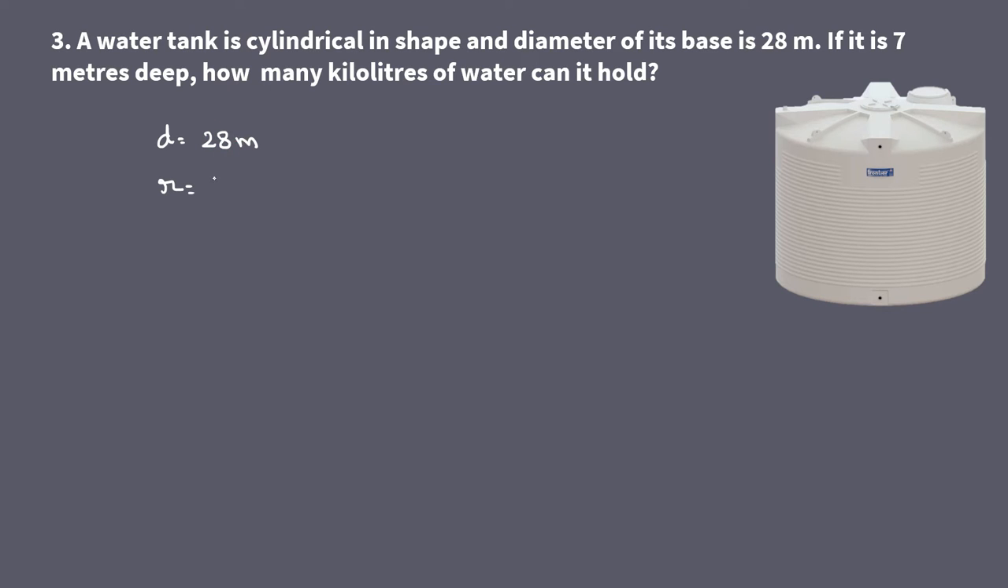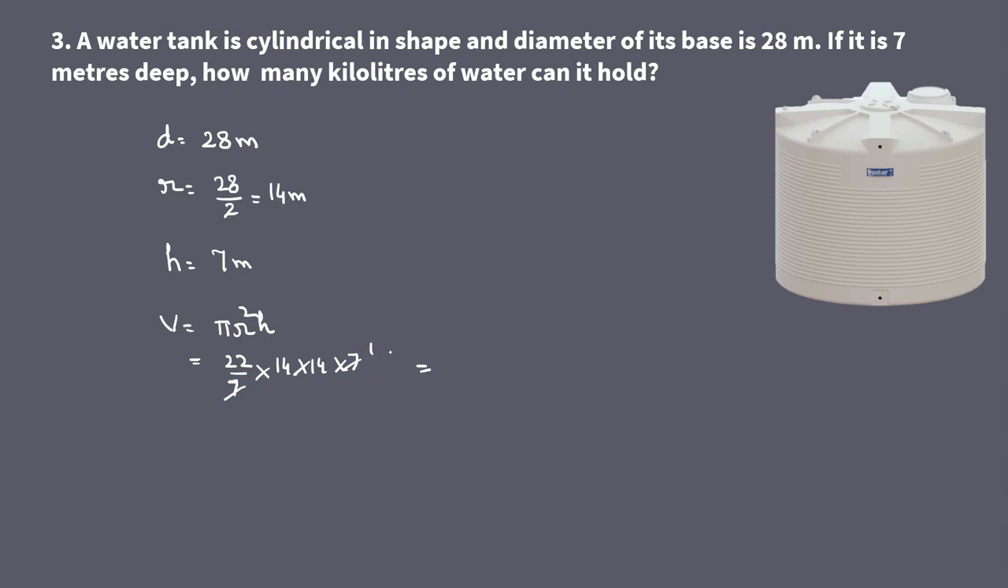So what will be its radius? It will be 28 divided by 2, that is 14 meter. Here depth is given to be 7 meters. It is asked in the question how many kiloliters of water can it hold. It means we have to find the capacity or volume of the cylinder. So the formula for the same is pi r square h. That means 22 by 7 into 14 into 14 into 7.